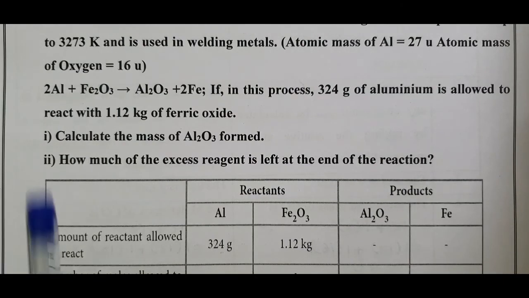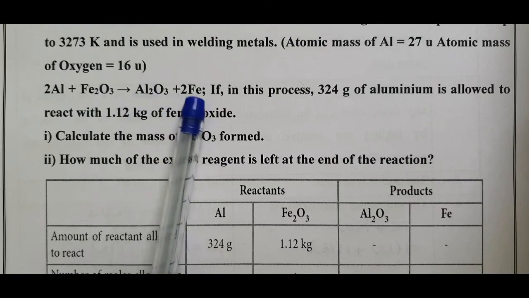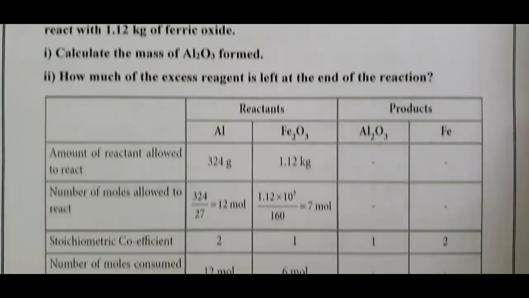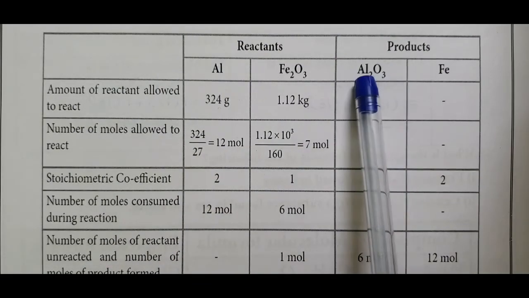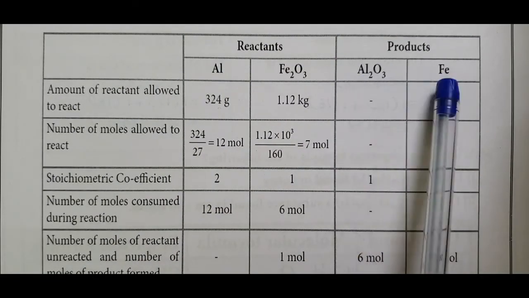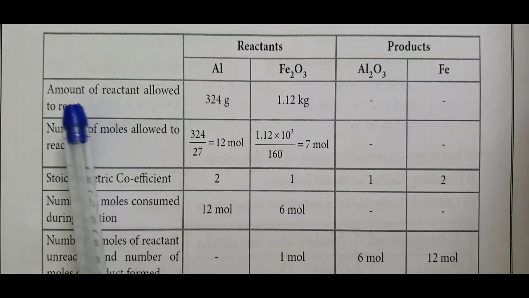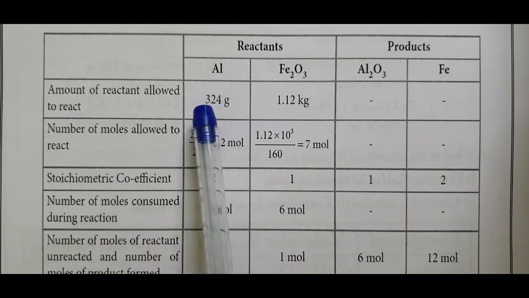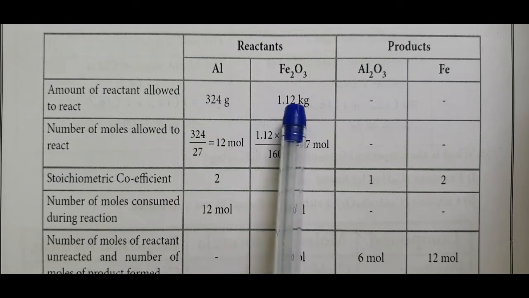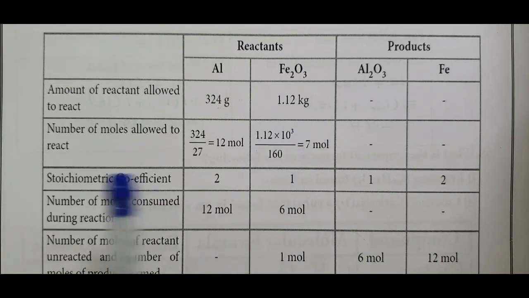Now, our reactants are aluminum, ferric oxide, and the products are alumina and Fe. Alumina is also called aluminum oxide. These two are reactants and these two are products. The amount of reactant allowed to react is given in our problem, 324 gram and 1.12 kilogram. Here I convert that kilogram into gram.